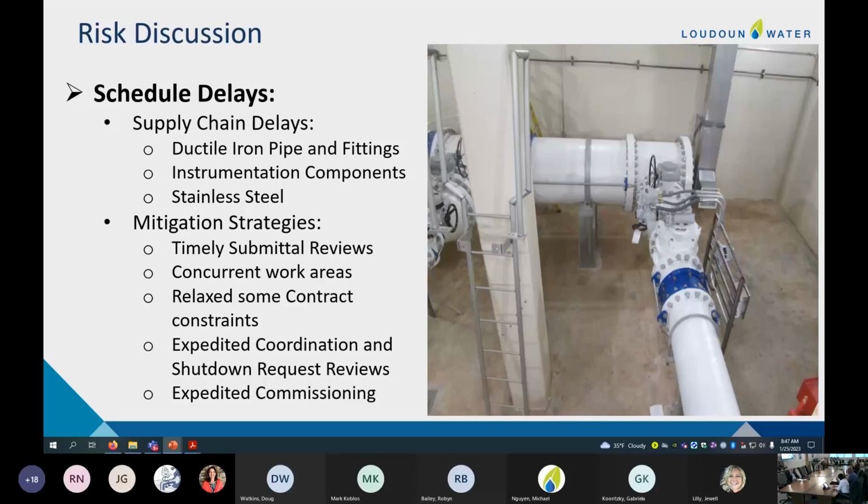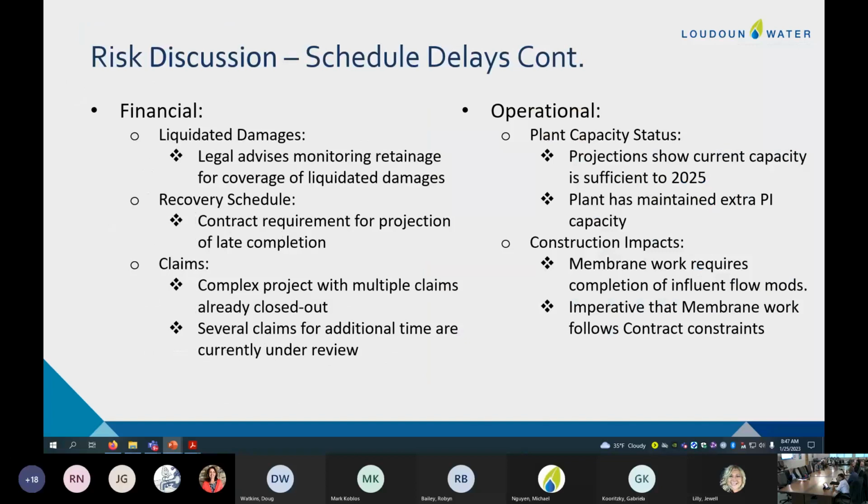Okay. Now just to talk a little bit more about risk, we're going to talk about a couple of aspects of the risk and the project scheduling puzzle that are very important and at times can be competing. And we're going to talk about the things that we've done to balance those out and make sure that we minimize our risk on the project. And so over on the financial side, liquidated damages.